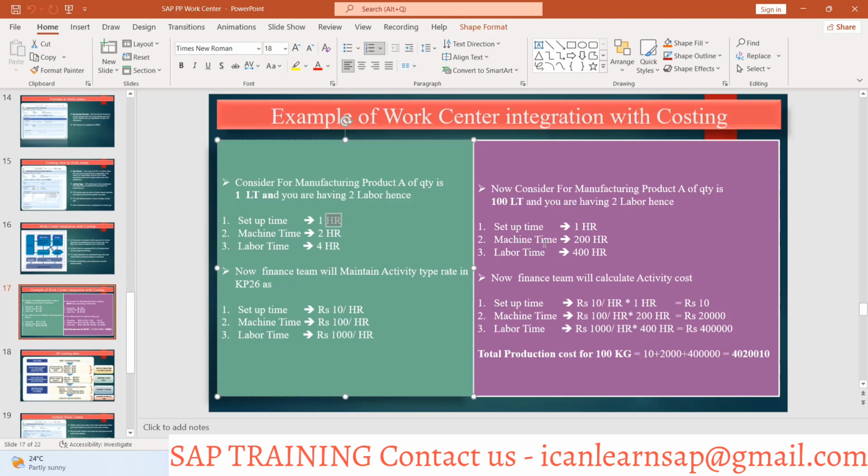When you are going to do machining, for 1 liter, it will take 2 hours. For 100 liter, it will take 200 hours. Agreed? Yes, sir.